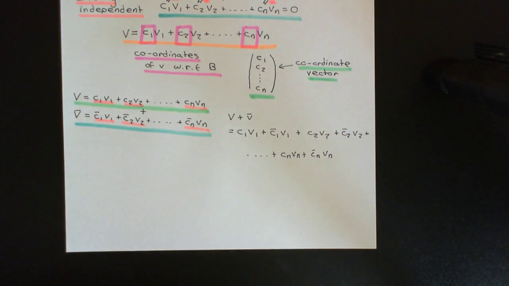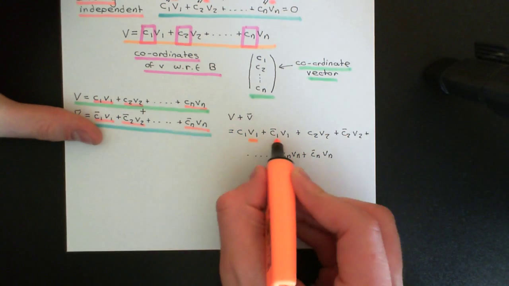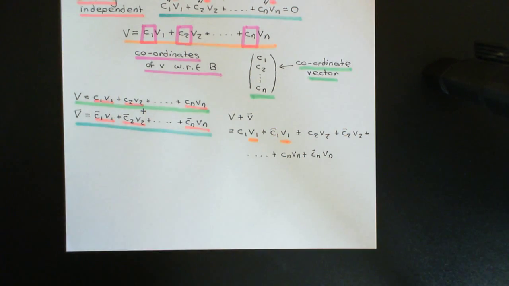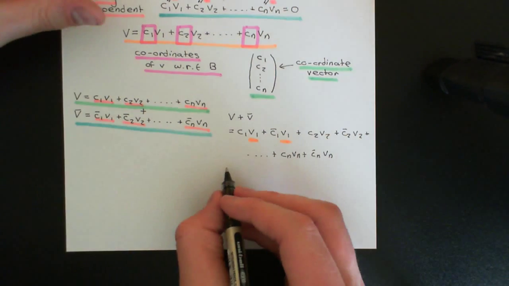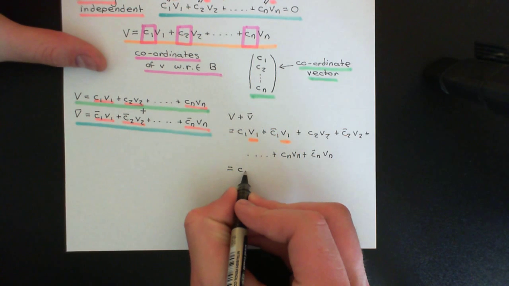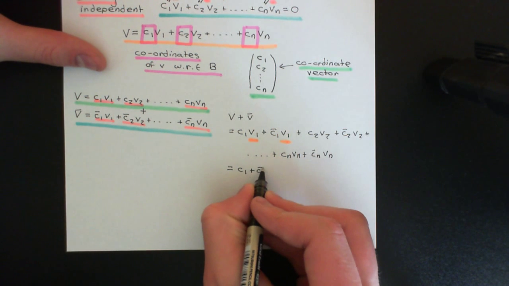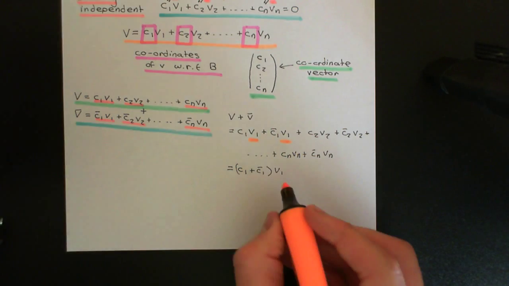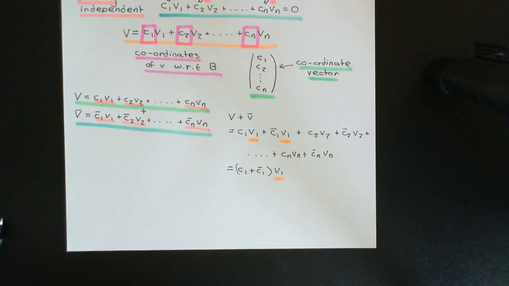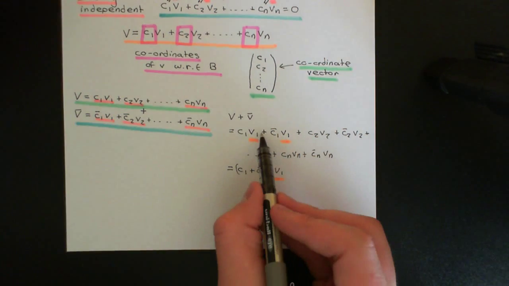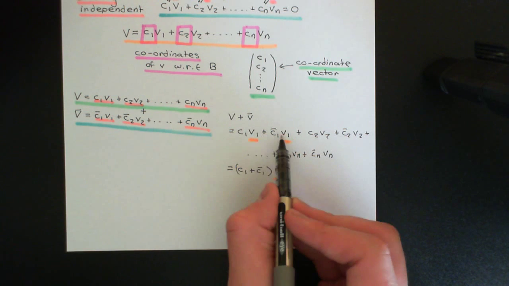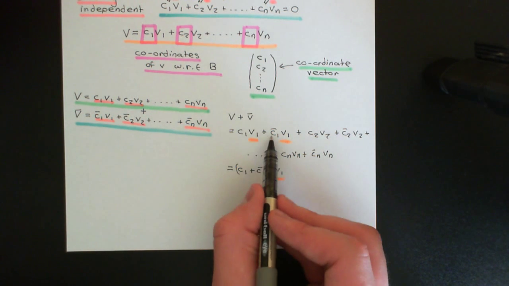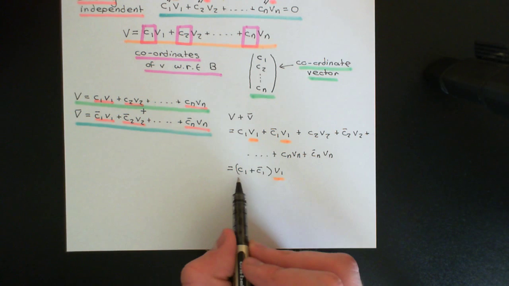Now, why have I rearranged it like that? Well, it's because now what I can do is factorize out the basis vectors. So if I've got an expression like this, what I can do is turn this into something that looks like this. So I can have c1 plus c1 bar times v1, like so. Understand how extraordinary that is, because this is an addition in the vector space. We're adding together these two vectors, whereas this is addition in the field. I'm adding c1 and c1 bar together in the field.